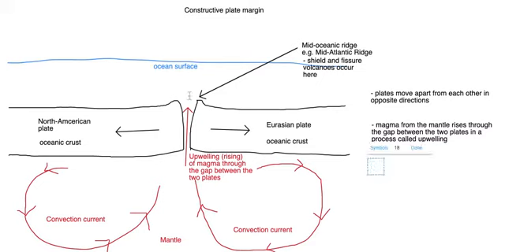Now, as soon as that magma comes into contact with the seawater here, which is relatively cold, it's going to cool and solidify very rapidly. Okay, so magma cools and solidifies rapidly once it comes into contact with seawater.